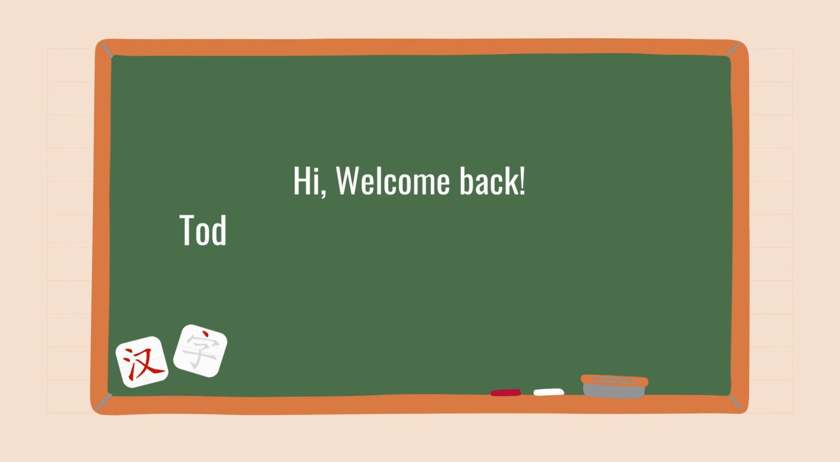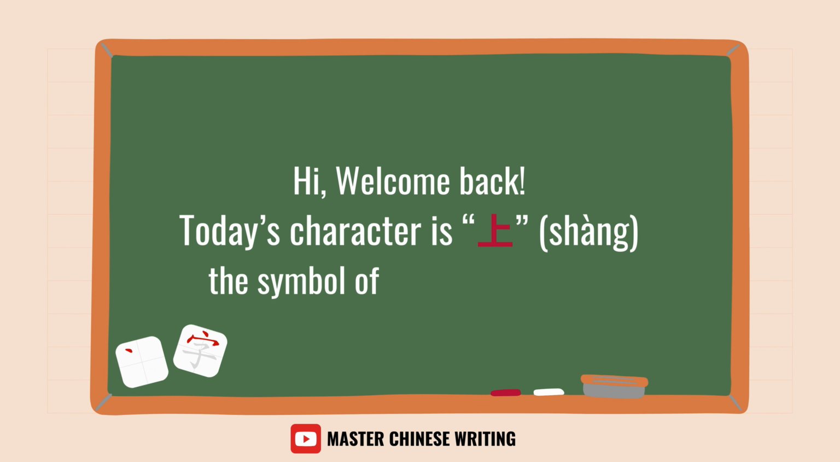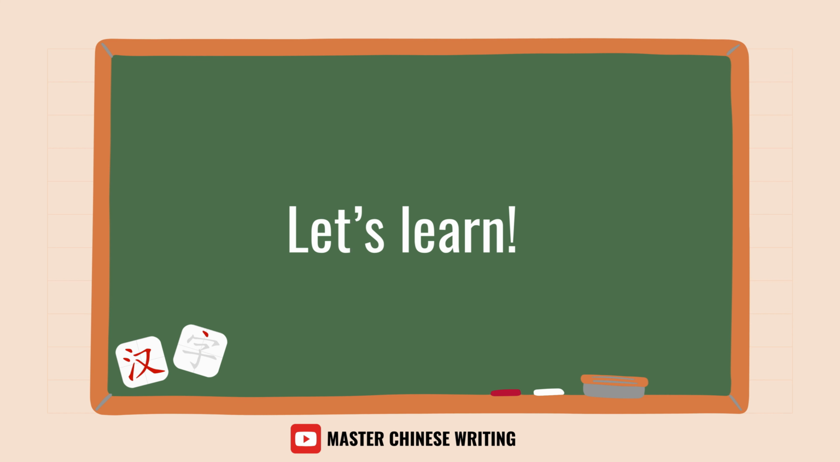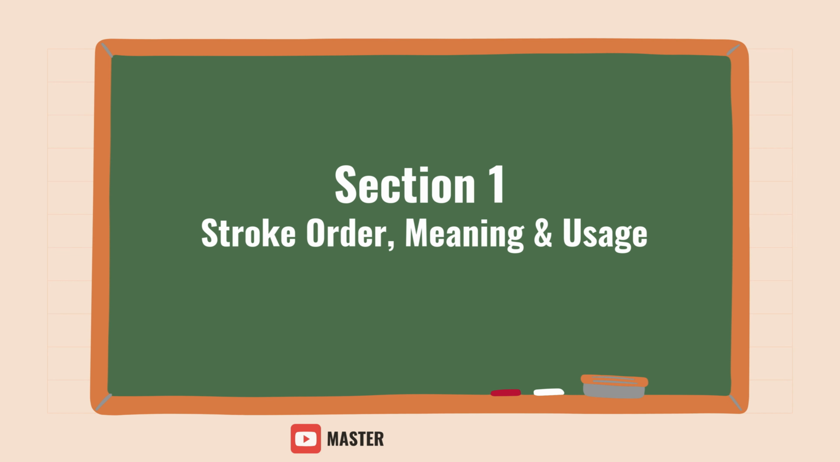Hi, welcome back. Today's character is 上, the symbol of up and direction. Let's learn. Section 1. Stroke order, meaning and usage.